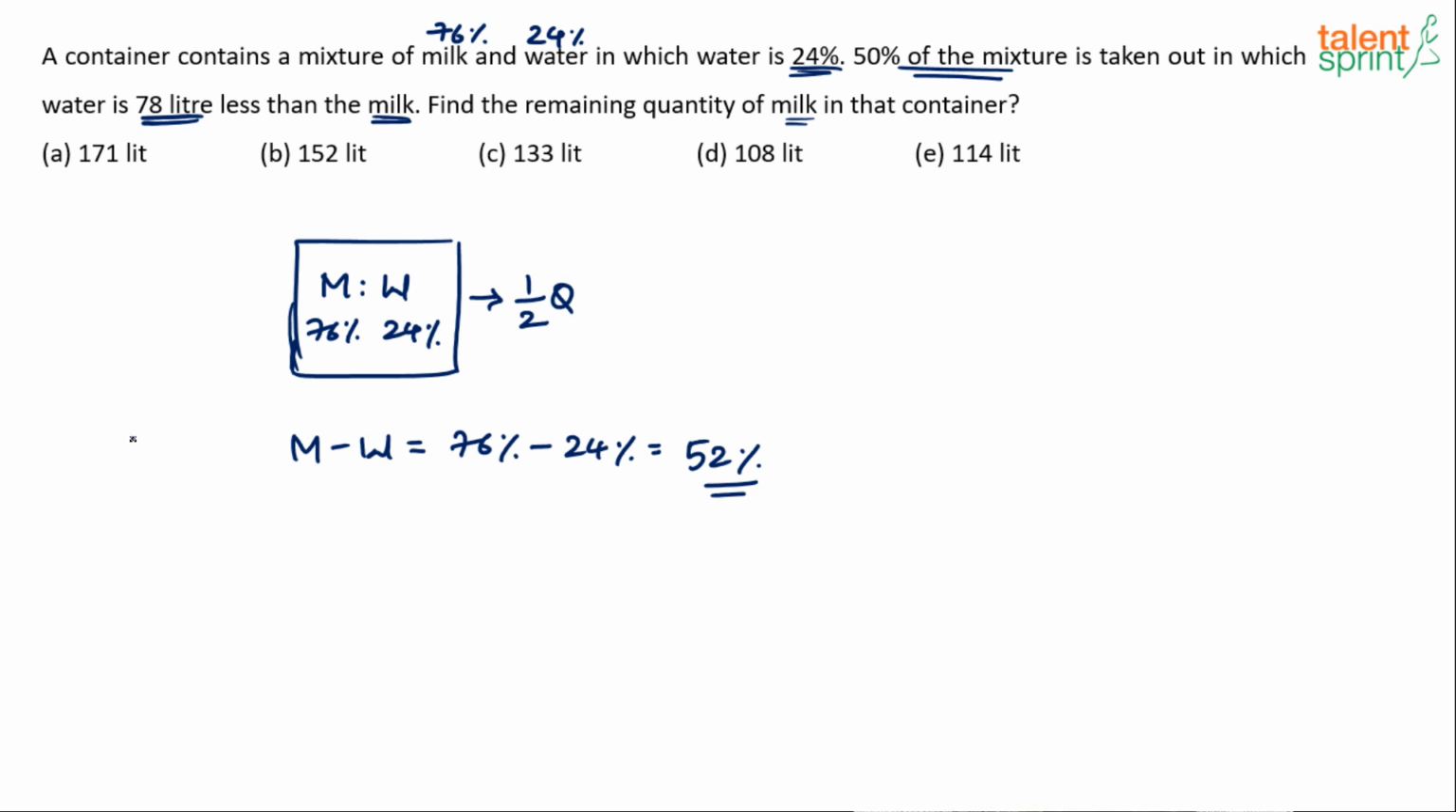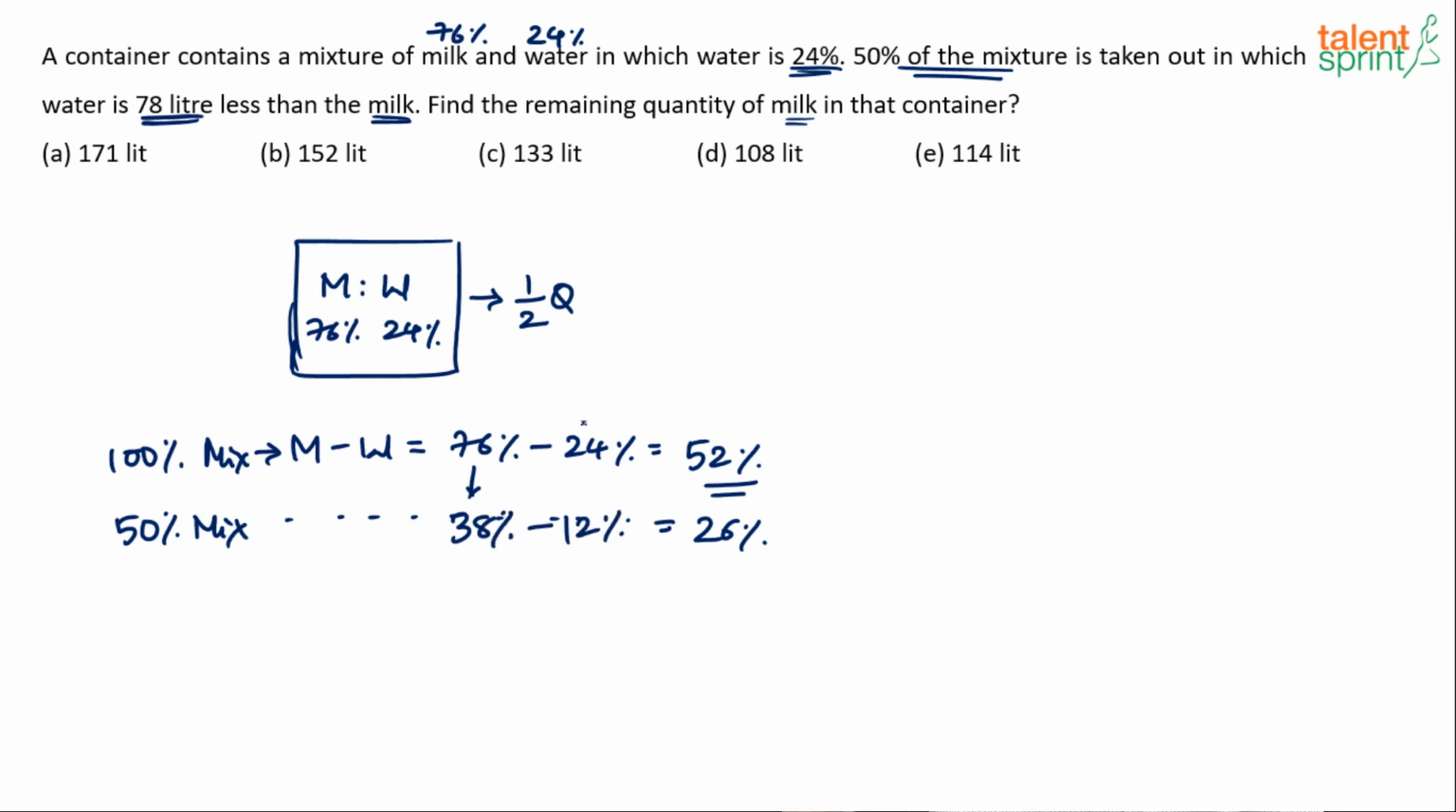In this total mixture, in 100% mixture, milk is 76% of total quantity, water is 24% of total quantity, difference is 52%. If I take half of the mixture, 50% of the mixture, what will be the difference? Same thing applies, it will be half, 26%. In half of the mixture, what will be the quantity of milk? Only half of 76%, which is 38%.